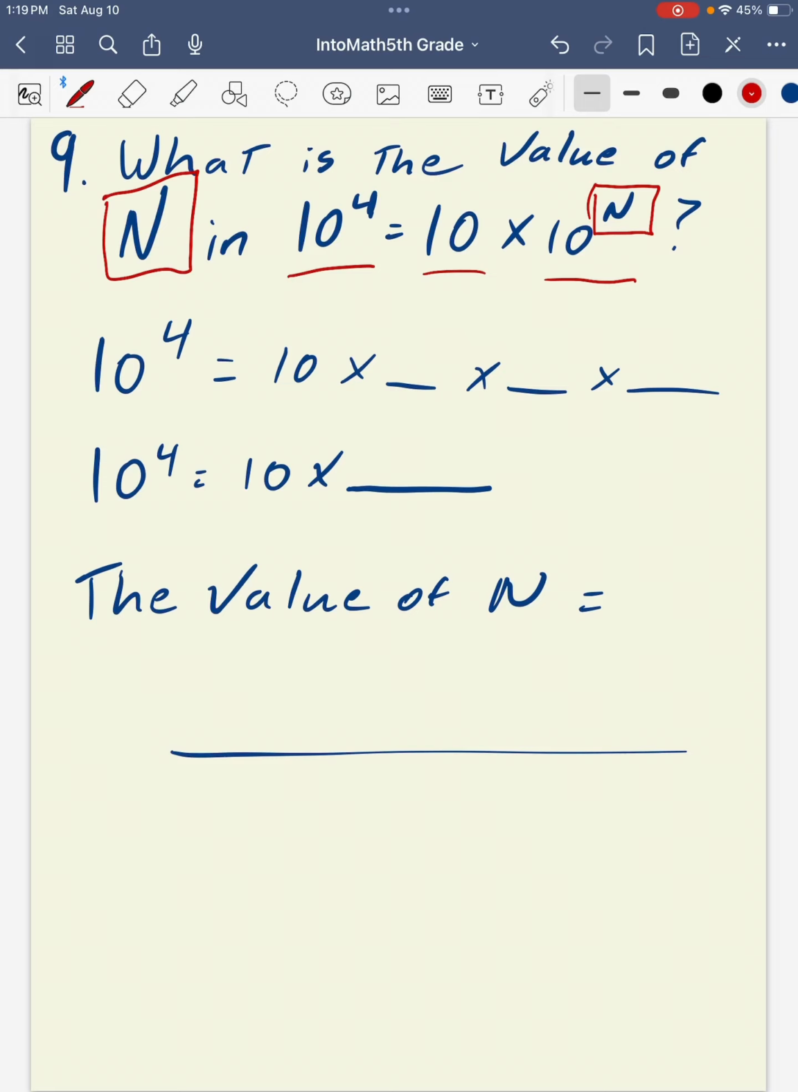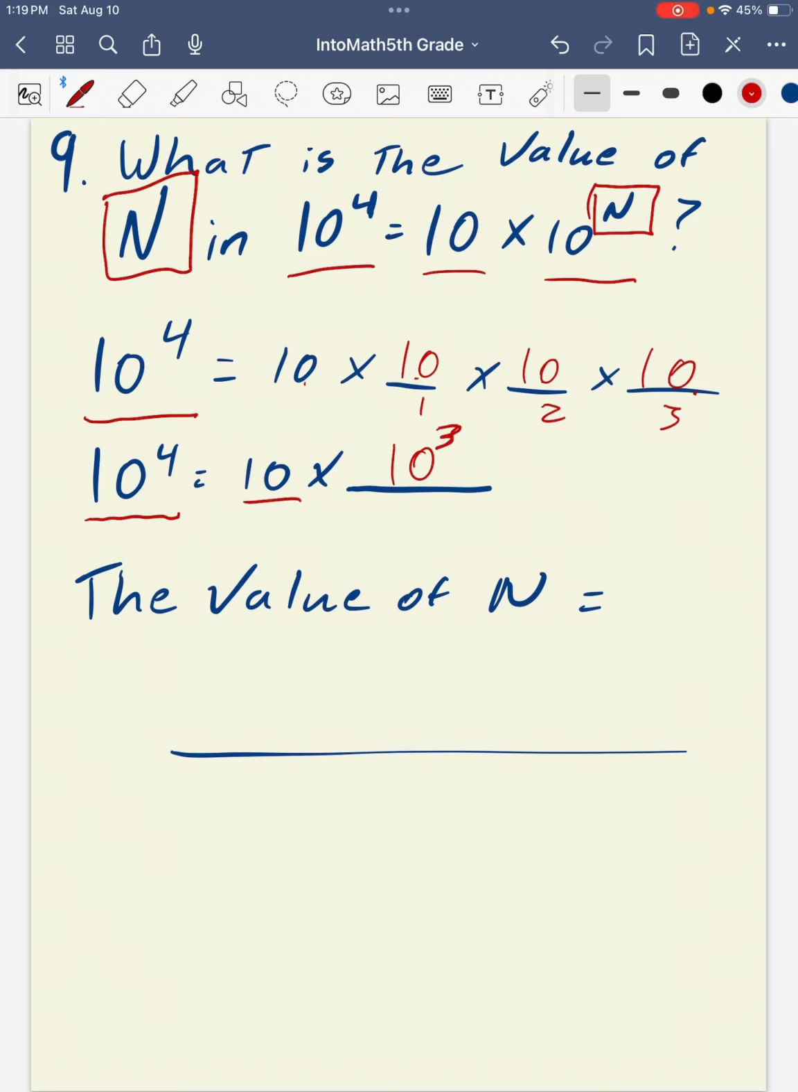In this problem, it shows that the breakdown of 10 to the 4th power represents 4 factors of 10 multiplying against each other. 10 times 10 times 10 times 10. We can also represent this as 10 to the fourth power is equal to 10 times 10 to the third power.